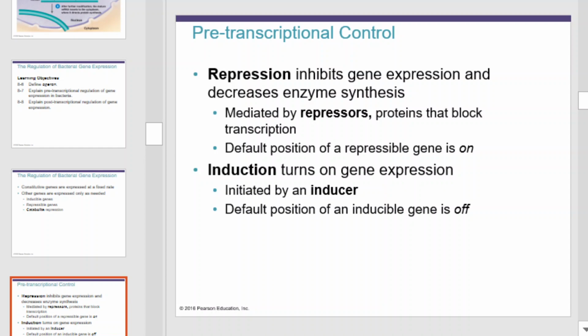Repression inhibits gene expression and decreases enzyme synthesis. It's mediated by repressors, proteins that block transcription. The default position of a repressible gene is on. Induction turns on gene expression. It's initiated by an inducer. The default position of an inducible gene is off.